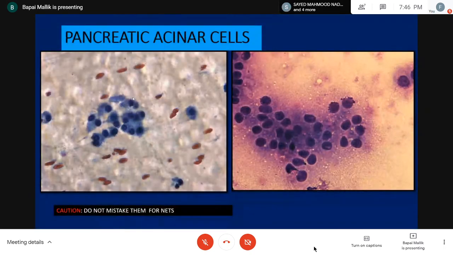The next one, pancreatic acinar cells. So these are pancreatic acinar cells, and sometimes, if they are not present in this kind of an acinar pattern, if they are present individually, because of the plasmacytoid, eccentric location of the nucleus, these cells might look like cells from a neuroendocrine tumor. So one needs to be very careful about that. Look at the quality of the chromatin to differentiate and a few other features.